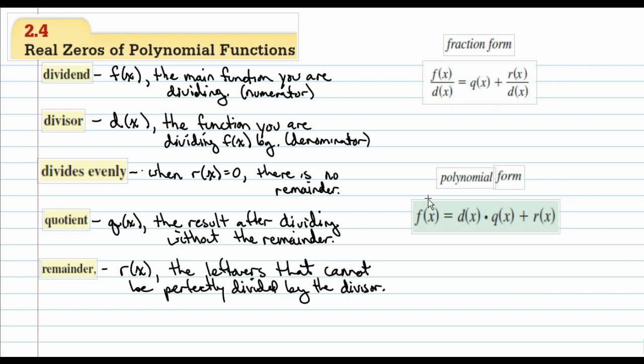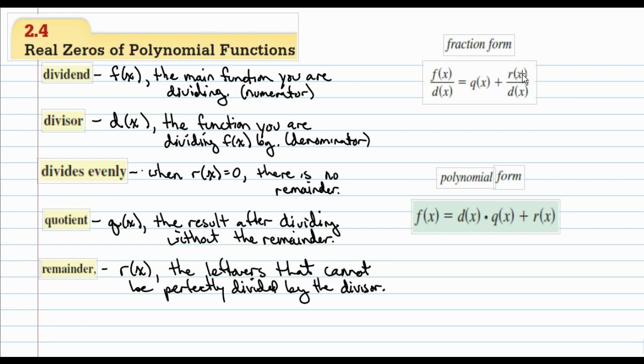I wrote some statements out here. These are the two ways you will see the concluding statements of division in this section written. First of all, you have fraction form. So this is your original problem up here, f of x, called the dividend, and that's the main function you're dividing. So when you divide it by the function d of x, that's called the divisor, then that will equal the quotient q, which is the result after dividing, plus the remainder.